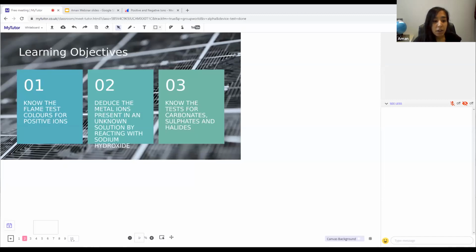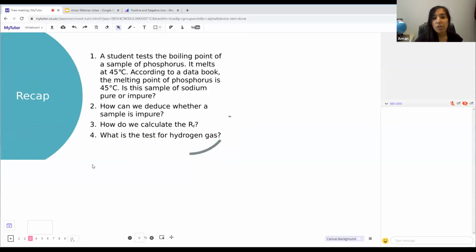Okay, so let's do a quick recap of what we covered last week on Thursday. So the first question says that a student tests the melting point of a sample of phosphorus. It melts at 45 degrees. According to a data book, the melting point of phosphorus is 45 degrees. Is this sample of phosphorus pure or impure?